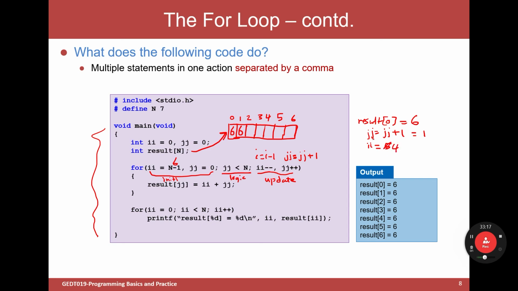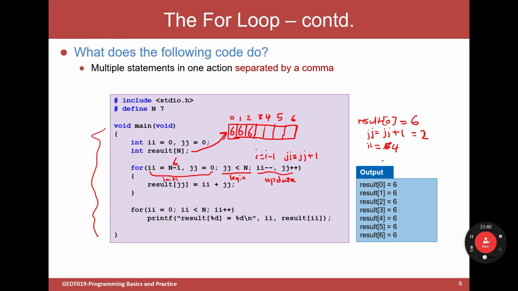And then jj became plus plus. That means this one became 2. Okay, and now jj is equal 2 and ii equal 4. So now let's go. Result 2 means this guy. Result 2, this element. This element is equal 4 plus 2. That means this one is equal 6.